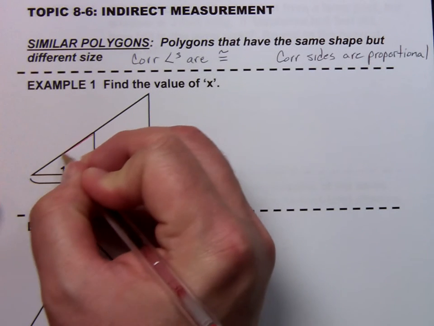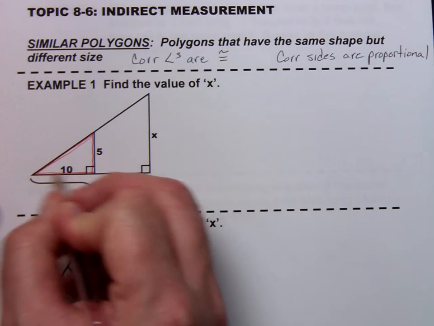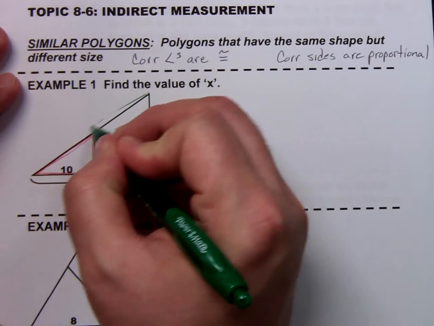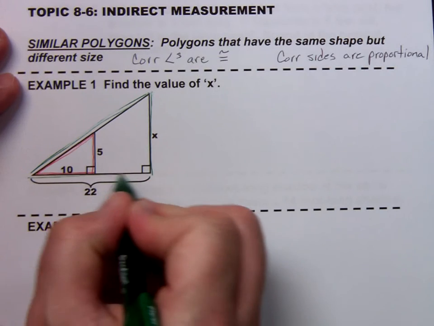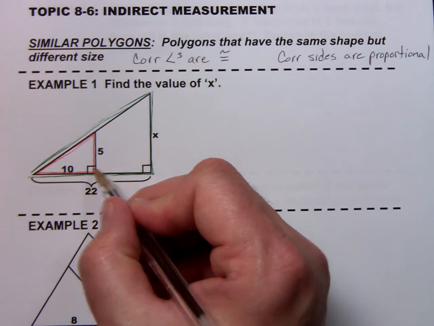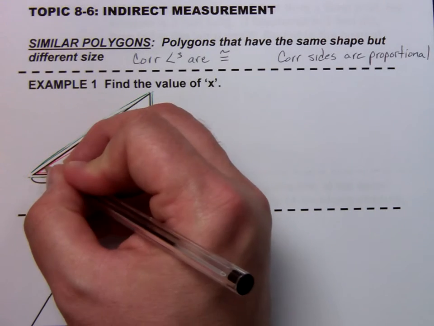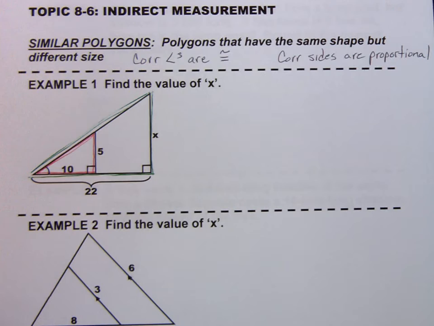We have this little triangle right here. And then we have the larger triangle right here. So, as I'm looking at these two triangles, I would want you to notice that they both have right angles. So that's one pair of congruent angles. And then both triangles are sharing this angle. It's the same angle for the little triangle as it is for the big triangle. So that right there is another pair of congruent angles.